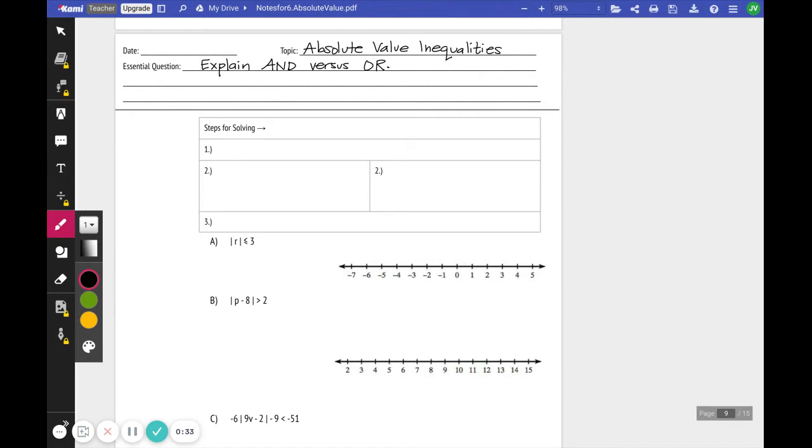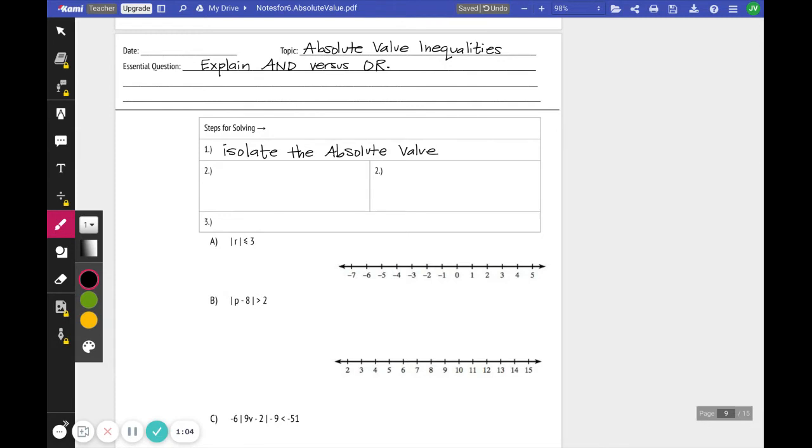So, a couple steps for solving. The very first thing we're going to always do every single time is be sure that we isolate the absolute value. That is the same as when we solve an equal sign problem. We want the absolute value to be alone because once it's alone, then we can unlock it. And in order to unlock it, we're going to talk about what's inside the absolute value and write two inequalities using it.